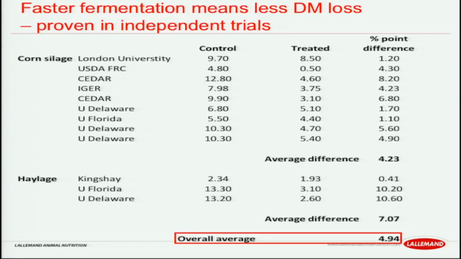Now we can see on a compilation of studies with different independent research institutions, with corn silage and haylage samples, there was about 5% higher dry matter recovery in silage that was inoculated compared to non-inoculated.